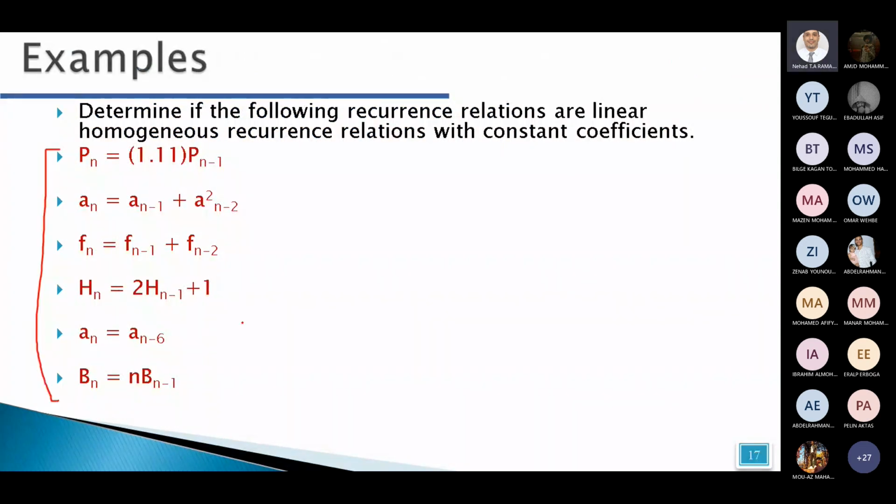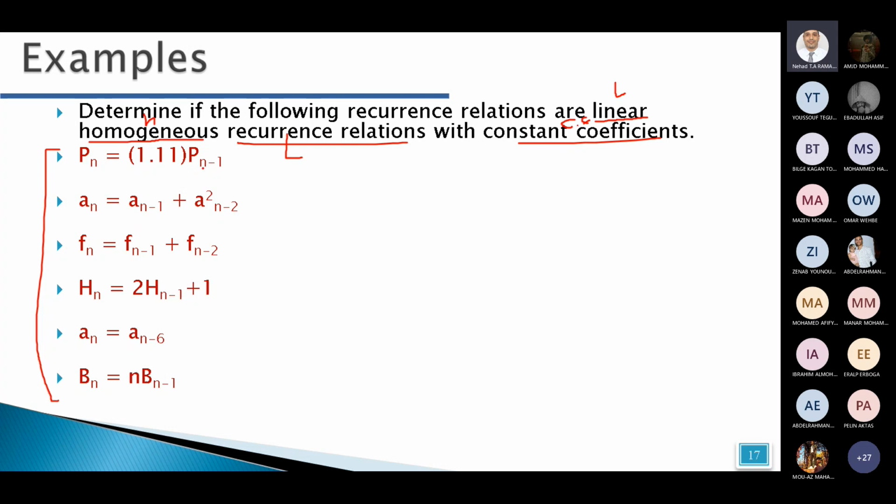Okay, from these terms, let's see those recurrence relations and identify which one is a linear homogeneous recurrence relation with constant coefficients. Let's take linear as L, homogeneous as H, and constant coefficient as C. So which one of these is linear, and which one is not linear? Let's check.